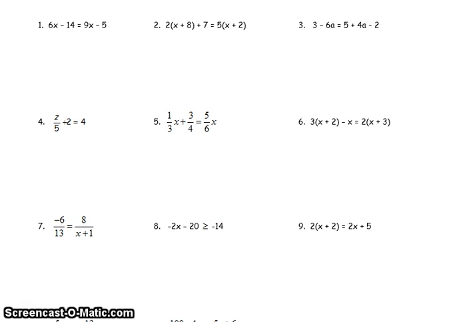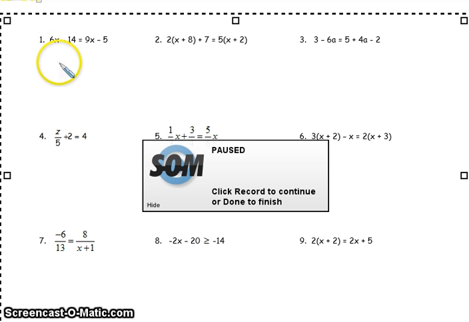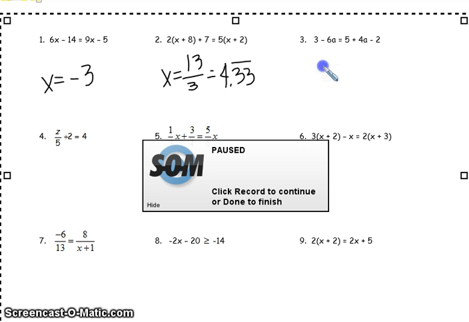Okay, on number 1, you should get x equals negative 3. On number 2, I'm getting x equals 13 over 3, which would be the same as 4.33 repeating. On number 3, I end up with a equals 0. On number 4, you get z equals 10. I already did number 5. It was 1/2 or 1.5 or 3/2.